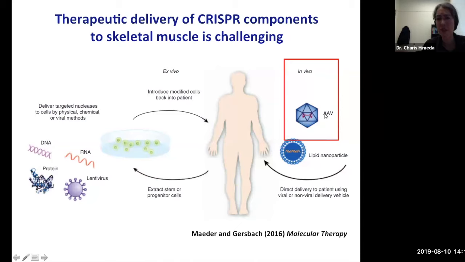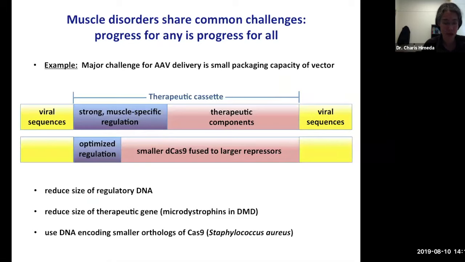This is a virus that's been heavily modified so that it's safe, and it's essentially used as a vehicle for delivering therapeutic genes. But one problem with this vector is its small packaging capacity, which means that very large genes won't fit into it. But this is actually a great example of how muscle disorders all share common challenges. So progress in any of these diseases really benefits all of us.